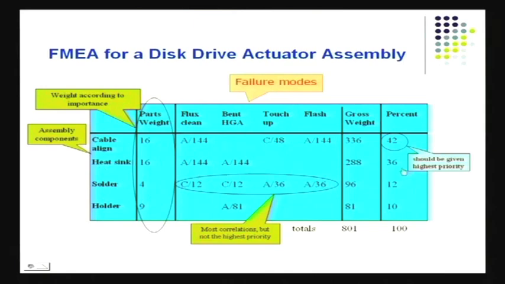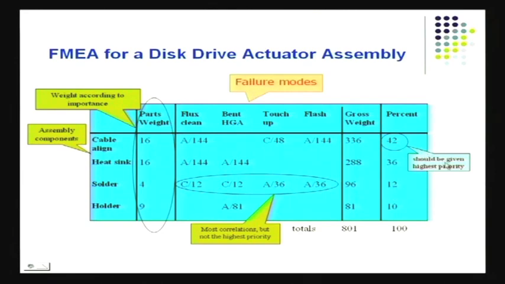Then, of course, the next one is the heat sink. That may give you also trouble. And the other ones tend to be lower. So now here I've got a priority sorted out for me. The total weight is 100. 42 is the weight given to the problems associated with the cable alignment. Heat sink picks up 36, which is like 1/3 of the problems expected to go there. And the others are about 10–12%, so they're not much of a thing.